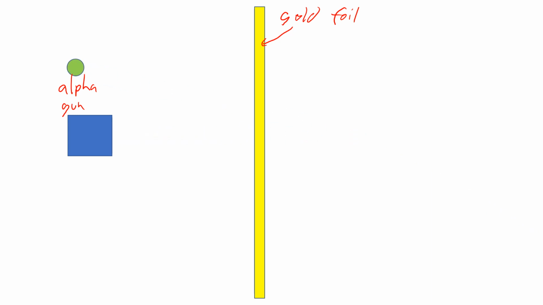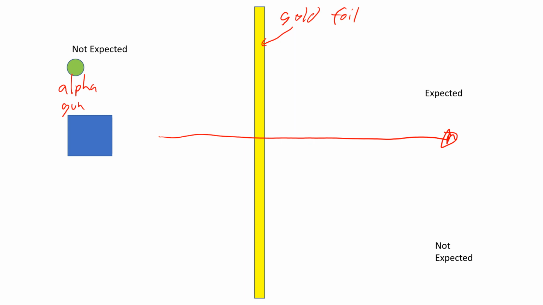Okay, and then we had this. So what he expected is that this gold foil is so thin, he expected all of those alpha particles to go through. And if you saw one of those alpha particles hit and get deflected like this, and go over here, okay, that wasn't really expected, and he was like, that's kind of weird. But this one was not expected at all.